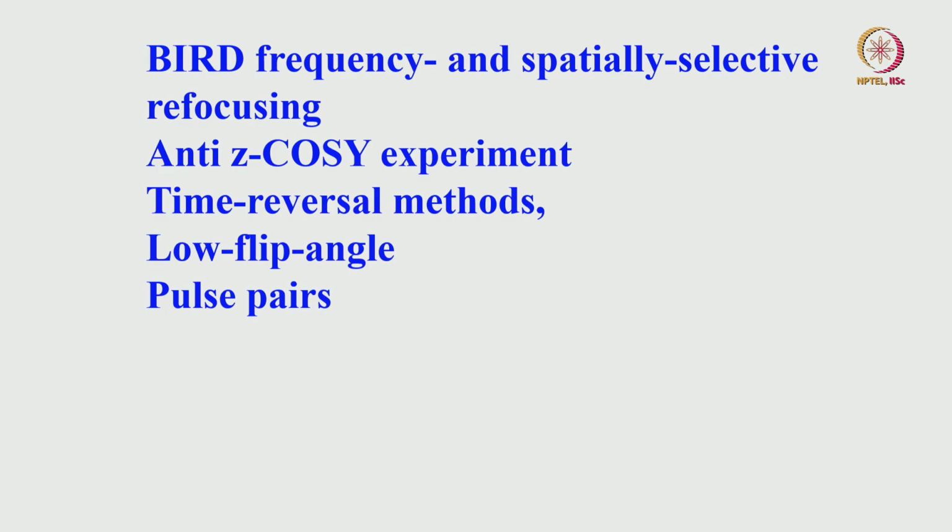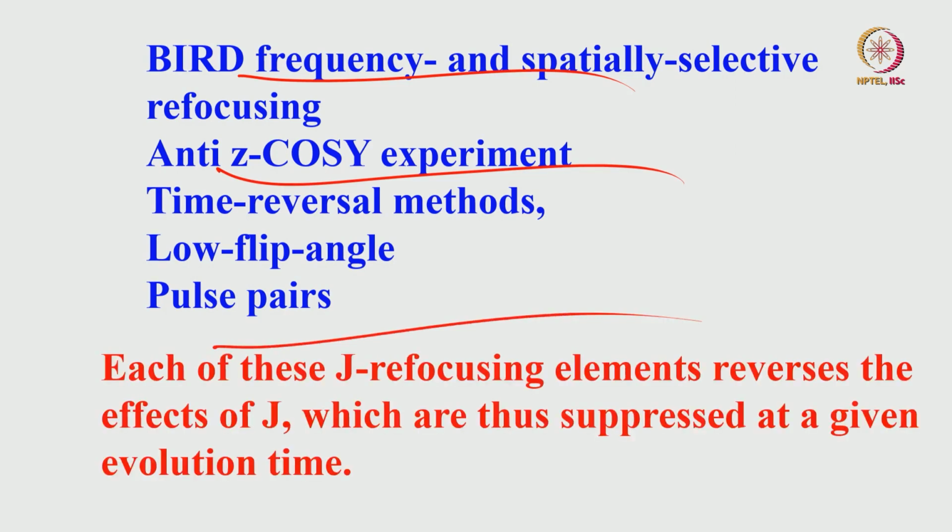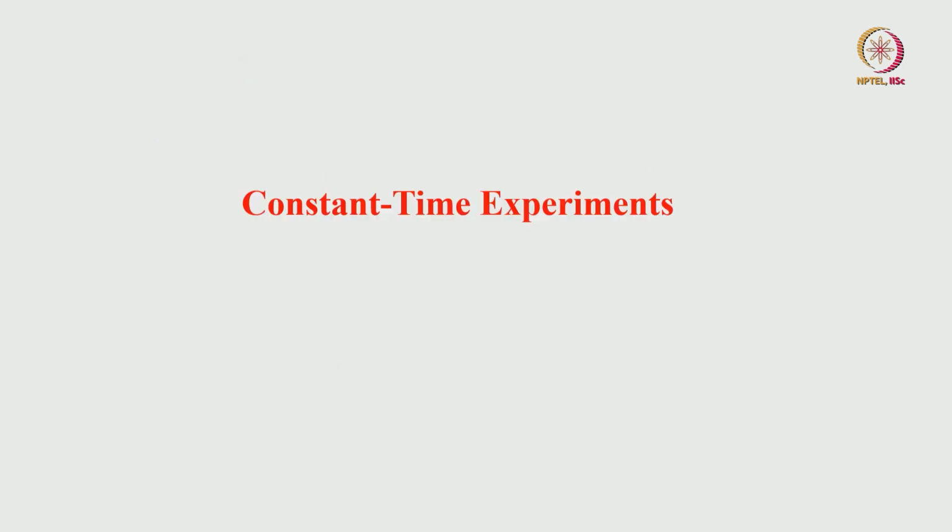What are the refocusing elements? Like BIRD, anti-z-COSY, time reversal, so many things are there. Each of these J refocusing elements reverses the effect of J and suppresses it at a given evolution time. That is the important thing. Of course, the constant time experiment is what is normally done, very often.